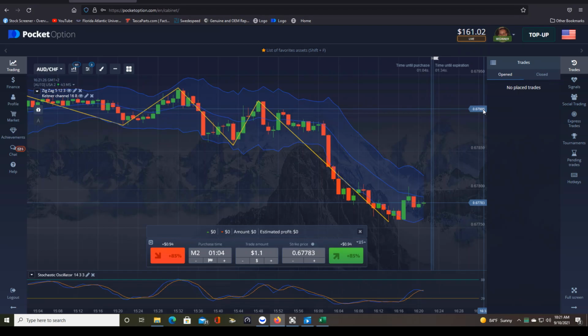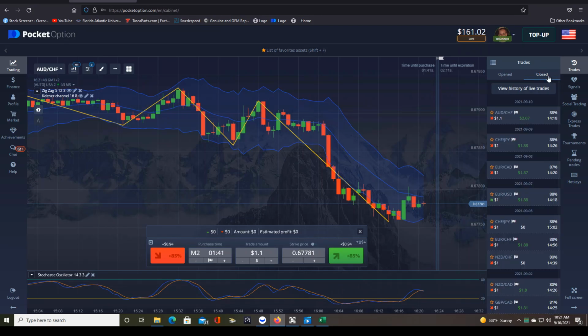At least once I get to 100 trades, then I will attempt to withdraw some money just to test that feature. But let's take a look at the trade that I took today. Today is September 10th. So this is the trade right here. That was the one we were watching in the video. You can see that I won that trade.